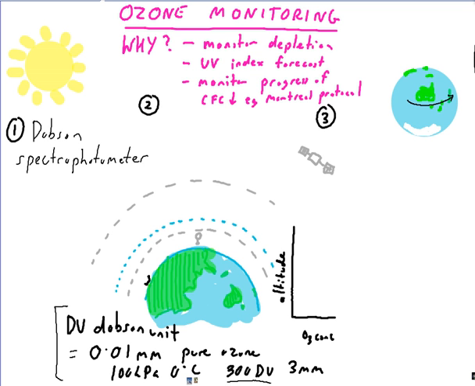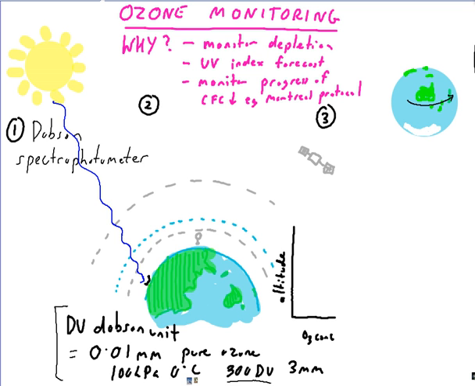It works by monitoring radiation from the sun. Now we know the radiation from the sun comes in all different wavelengths, and what the Dobson spectrophotometer looks at, it looks at two UV light radiations very close to each other. It monitors one that ozone doesn't block very well, and so that radiation would be coming from the sun. That radiation that ozone doesn't block would get to the Dobson spectrophotometer.